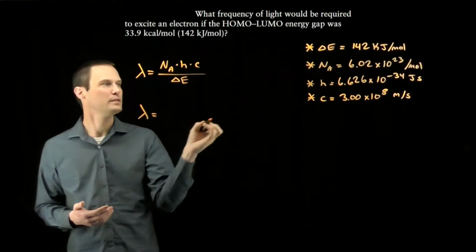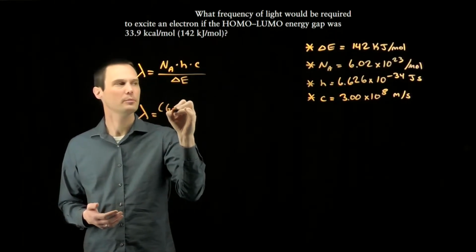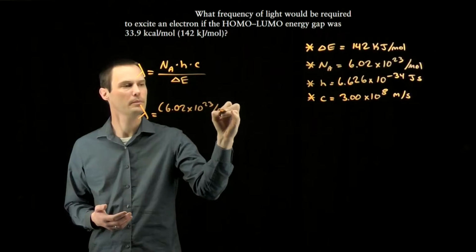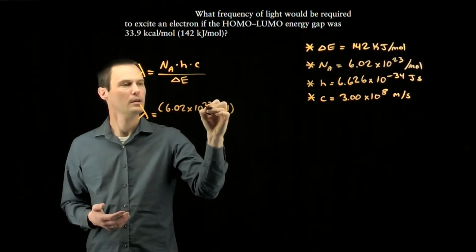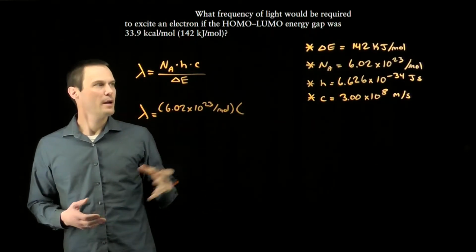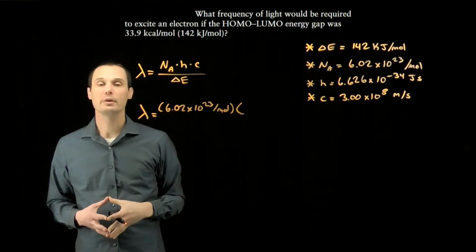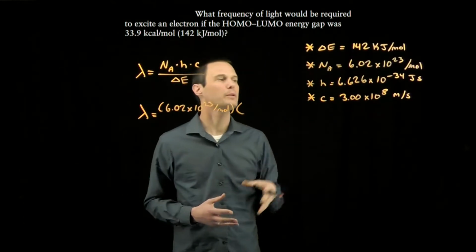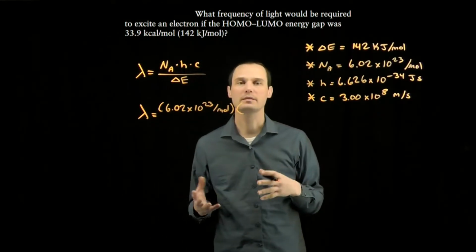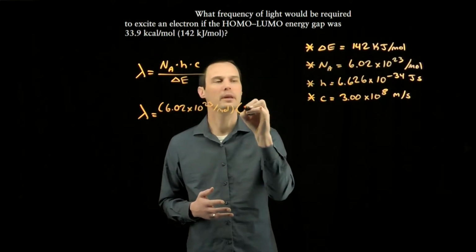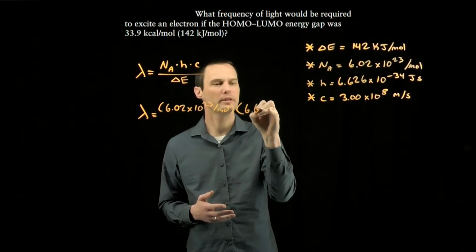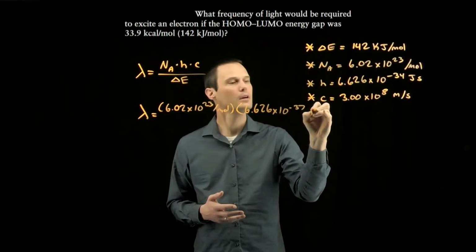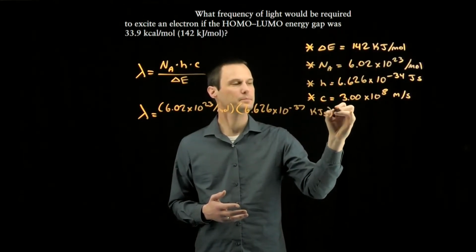So our wavelength of light is equal to Avogadro's number, 6.02 times 10 to the 23rd per mole. We're going to multiply that by Planck's constant. Planck's constant is given to us in joules. However, our delta E energy is in kilojoules, so we need to convert Planck's constant to kilojoules. That's a scaling of a factor of 10 to the third. So Planck's constant will use 6.626 times 10 to the negative 37th kilojoule seconds.